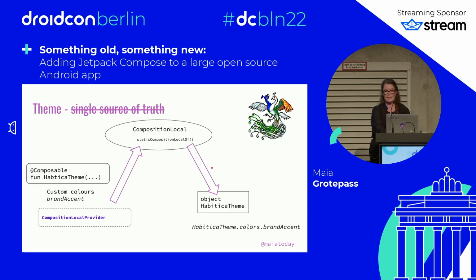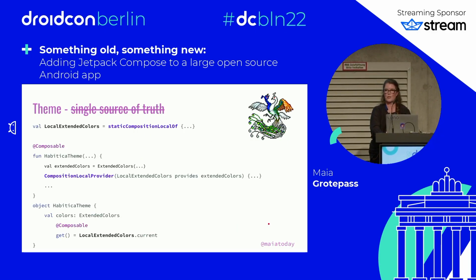So another way of seeing this, another diagram, is there's a composition local. And when you're building a theme, it's just a composable function. Inside your composable function, that's your theme, in this case the Habitica theme, I had a brand accent color. And then I tell this composition local provider that I want to store this brand accent inside a composition local. And then there's a singleton object with the same name as this function. And somewhere inside those functions down at the bottom, you access it like this in a static way. So that's the second diagram.